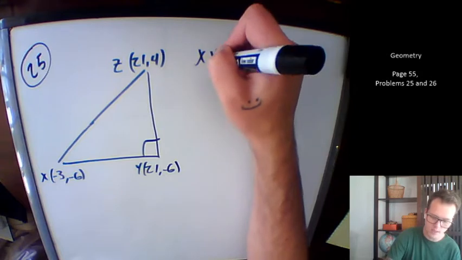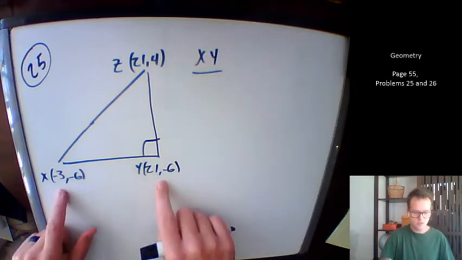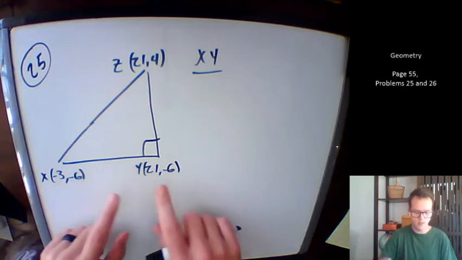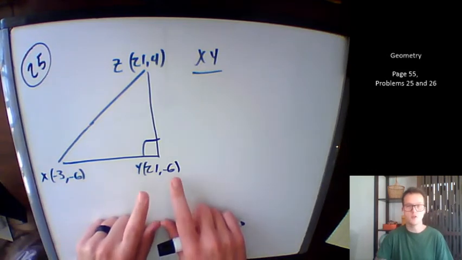So XY is where I'm going to start. That's these 2 points here. I'm going to call the X my x1, y1, and the Y my x2, y2.